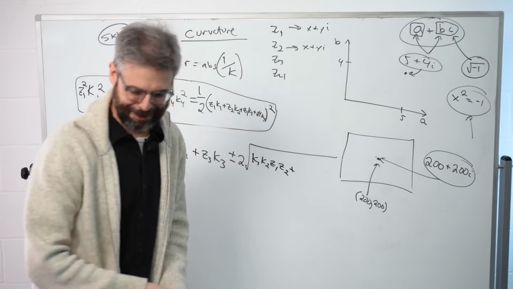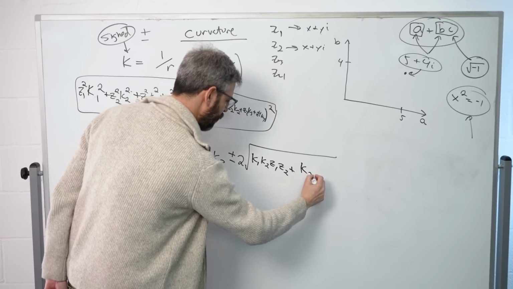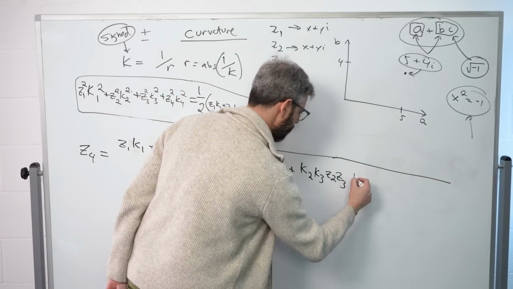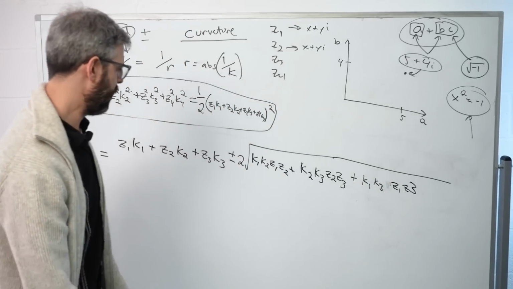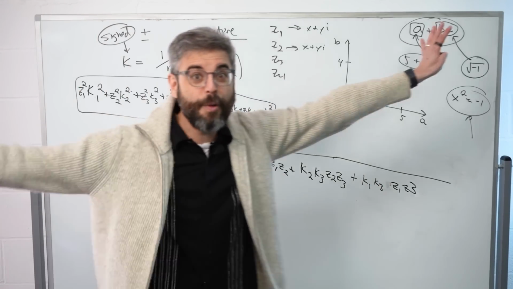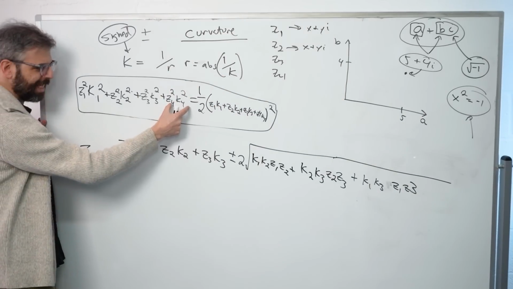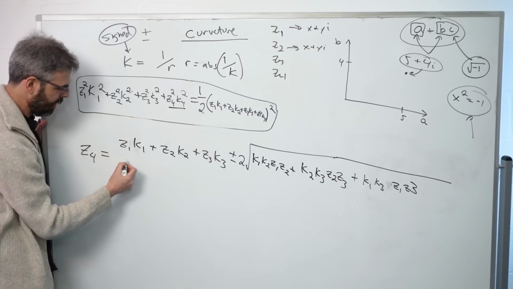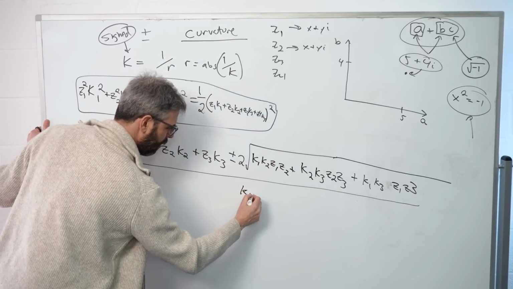Oh no, I'm going to run out of room. Plus K2, K3. Oh, no plus there. These are all multiplied. Okay. Then the whole thing divided by the fourth curvature, because remember, we're kind of solving for what's over here. So this whole thing divided by K4.